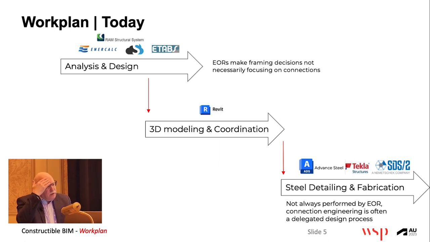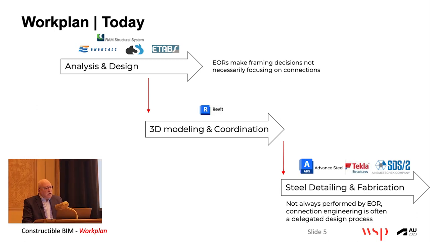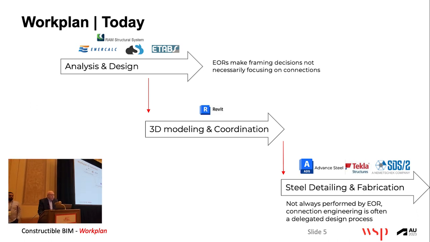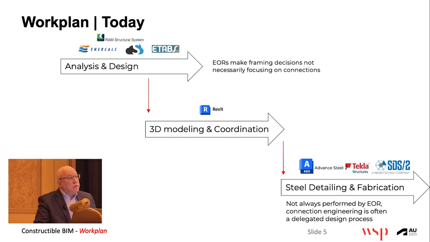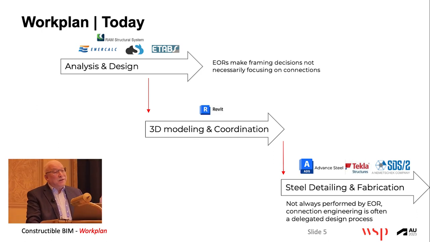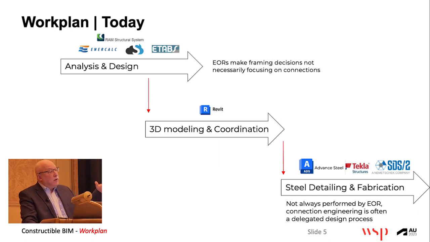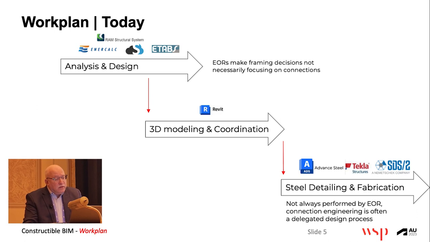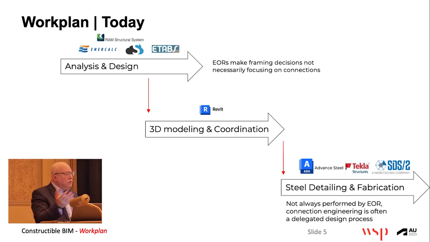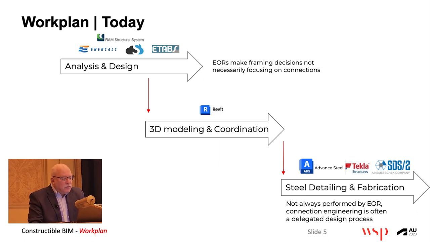Okay, big picture, the old way. Everybody starts their work, I just called it analysis and design. Engineer of record makes framing decisions, not necessarily focused on connections. You may not be smart enough to focus on connections, but you're focusing on big picture, member sizing. Then you begin your 3D modeling. Like I said earlier, most of us use Revit. What did I just do? And then finally, it goes out to bid. Steel fabricator steps in, takes over the whole process, starts to submit shop drawings and calculate and RFIs.